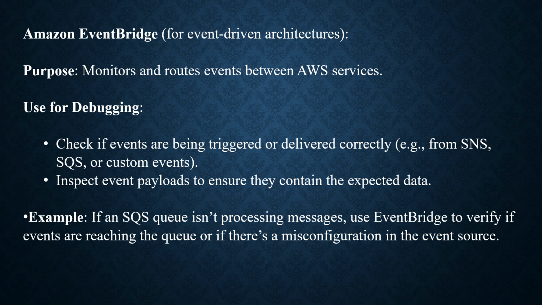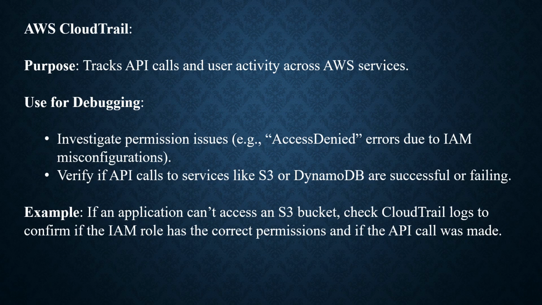Next, we'll learn about Amazon EventBridge. It debugs event-driven architecture by checking event delivery failures. The use for debugging here is to check if events are being triggered or delivered correctly for SQS, SNS, or custom events. Inspect event payloads to ensure they contain the expected data. For example, if an SQS queue isn't processing messages, use EventBridge to verify if events are reaching the queue or if there's a misconfiguration in the event source.